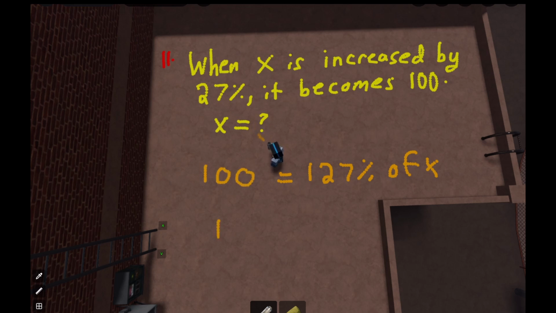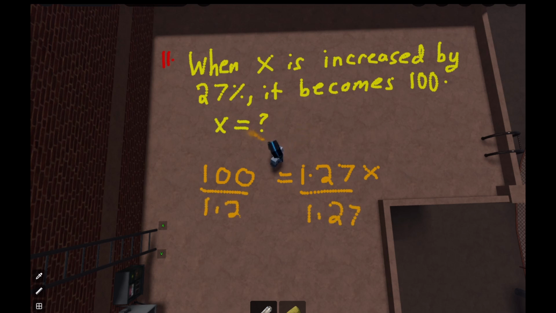To solve this problem, just first turn 127% into a decimal by dividing by 100%, and that's 1.27. So that's our multiplier for X. So then we have 1.27 times X is equal to 100. Just divide both sides by 1.27. That cancels, and you're going to get that X is simply equal to 78.74.